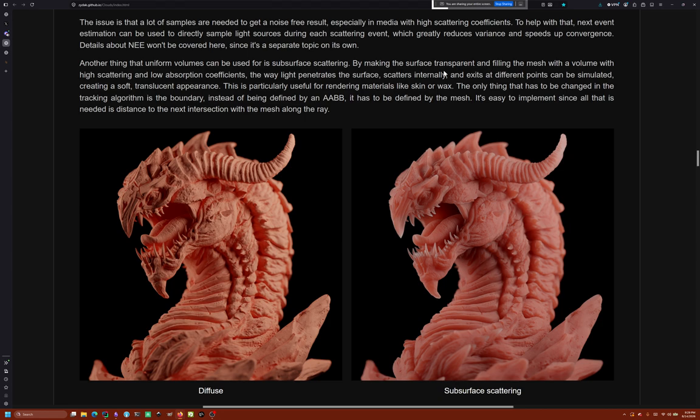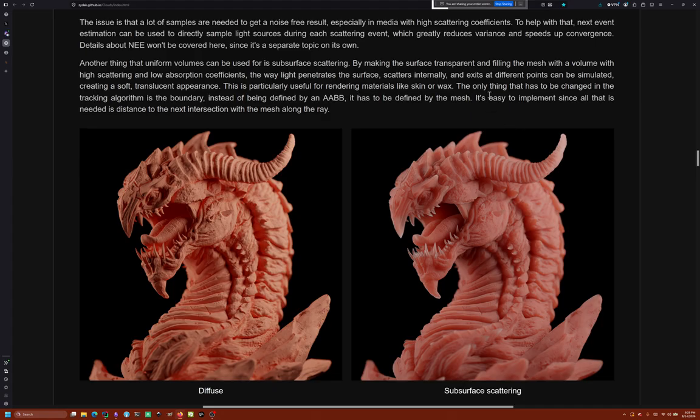By making the surface transparent and filling the mesh with a volume with a high scattering and low absorption coefficient, the way light penetrates the surfaces, scatters internally and exits at different points can be simulated, creating a soft translucent appearance. This is particularly useful for rendering materials like skin or wax.